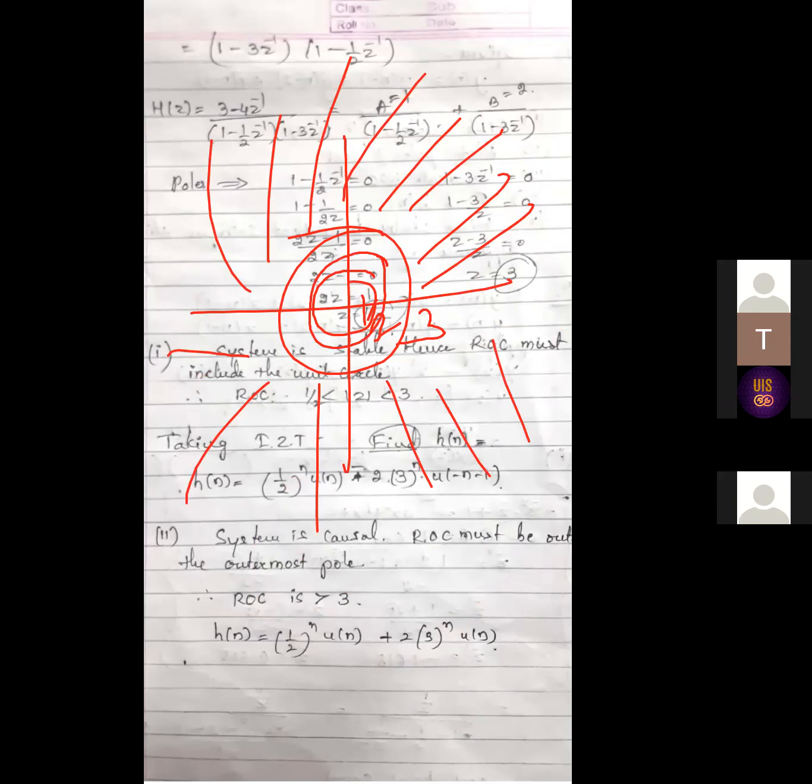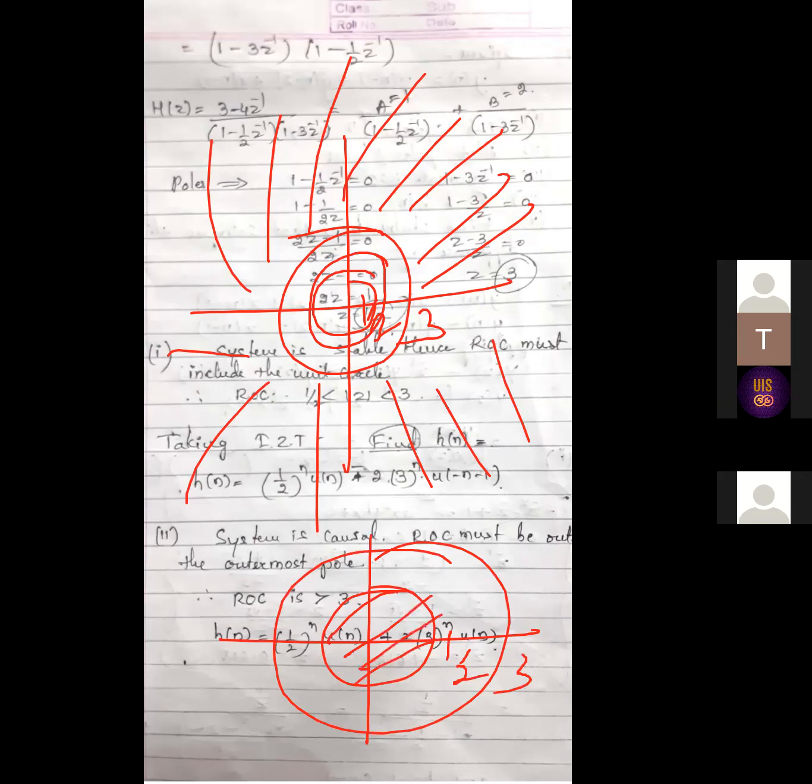No, you are excluding it. Now, if I mark like this, half and 3, and mark the ROC somewhere here, does it include the unit circle? It comes somewhere here, half, 1 and 3. So again, this is also false.